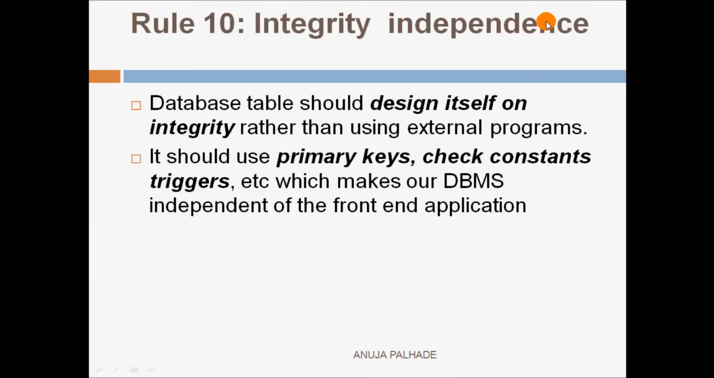Rule 10 is integrity independence. What this rule says is that the database table should be designed around integrity rather than using external programs. It should use primary keys, check constraints, triggers, etc., which make our database independent of the front end applications. It means a database must be independent of the application that uses it. Its integrity constraints can be modified independently without the need for any change in the application. This rule makes a database independent of the front end application and its interface also.